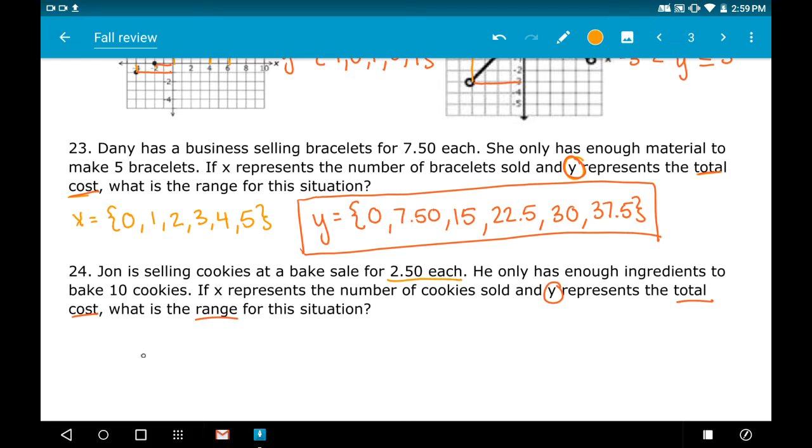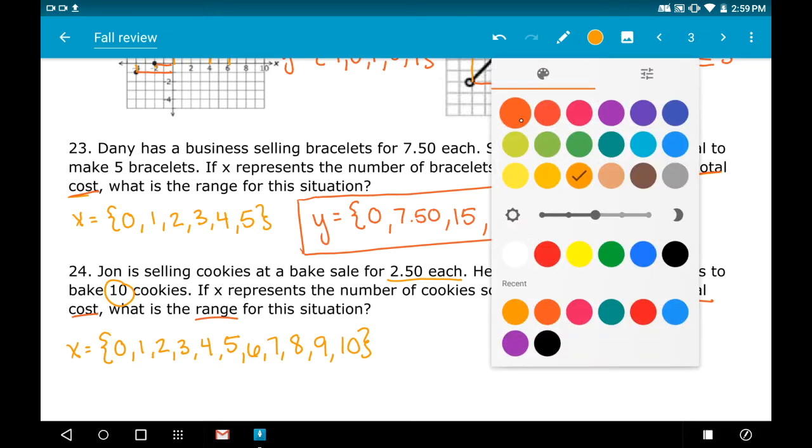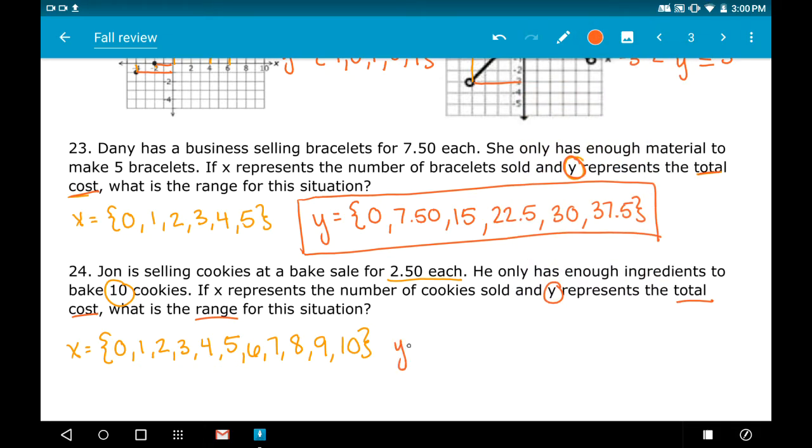So $2.50 each. And he can sell up to 10 cookies. So we could be 0, 1, 2, 3, 4, 5, 6, 7, 8, 9, or 10 cookies. Any of that. And then we're going to use this to find our range. So it's going to be Y equals. He sells 0 cookies, $0. 1 cookie, they're each $2.50. So 1 cookie is $2.50.